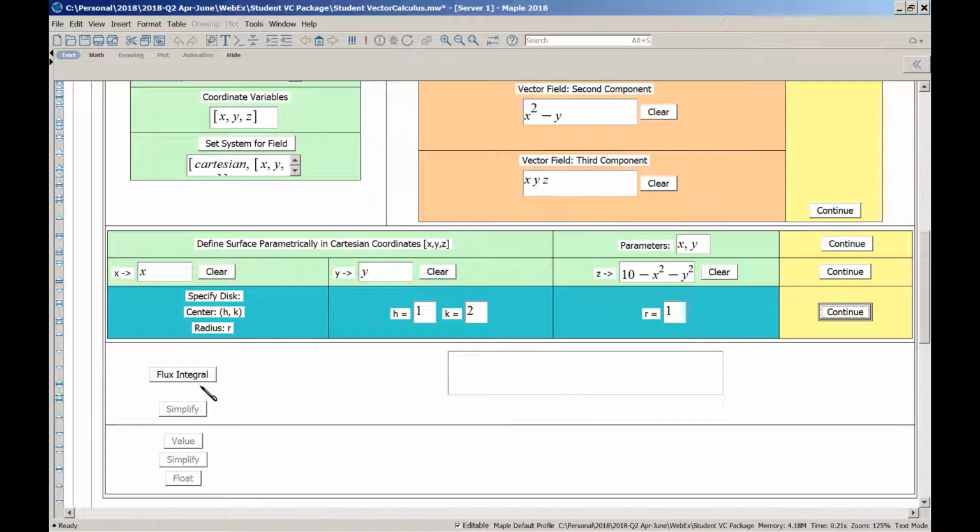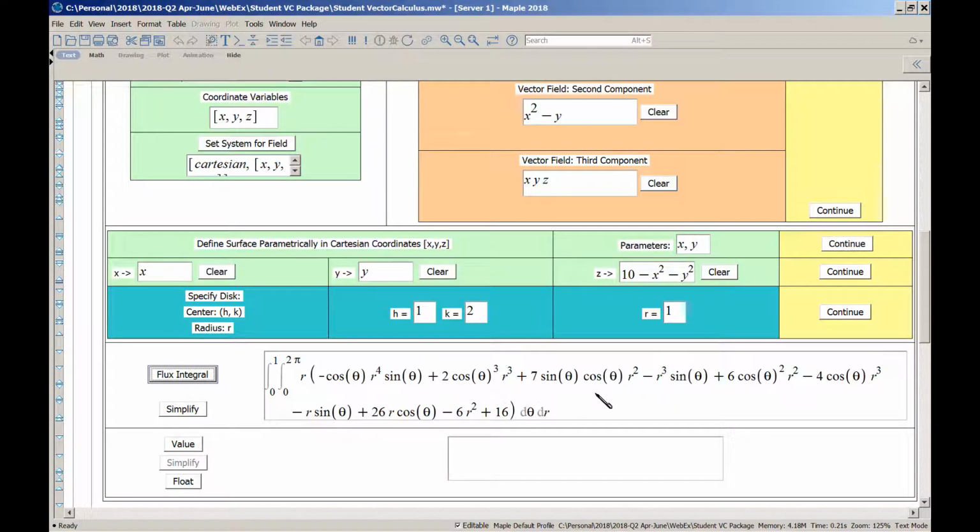And now I have a place to obtain the actual flux integral. And you can see it is a non-trivial integral, and it has been converted automatically by this underlying command to polar coordinates. And then you can ask for its value, and you get its value.